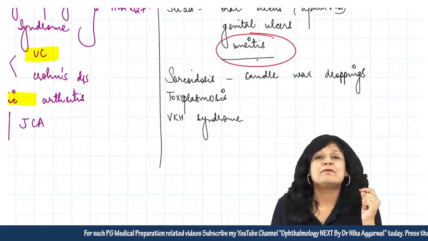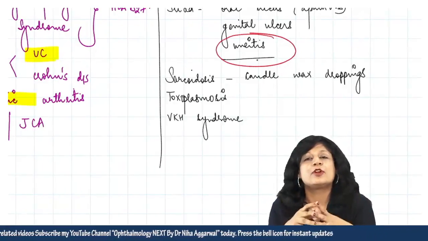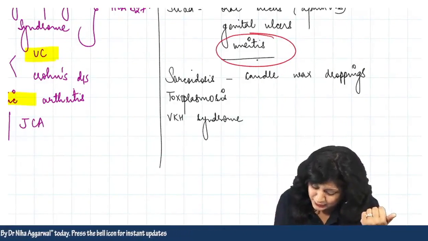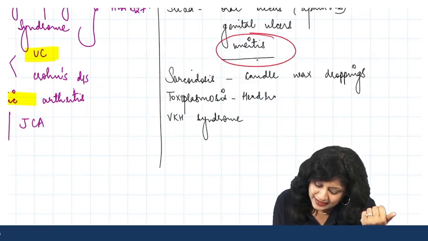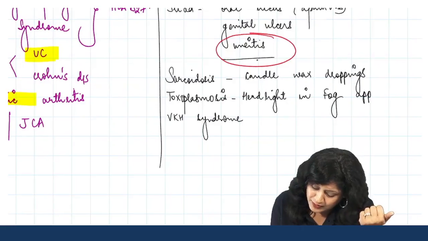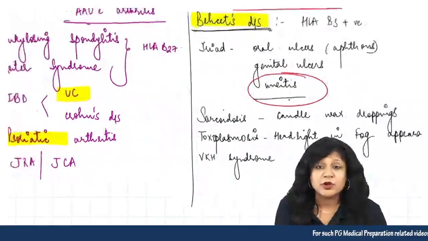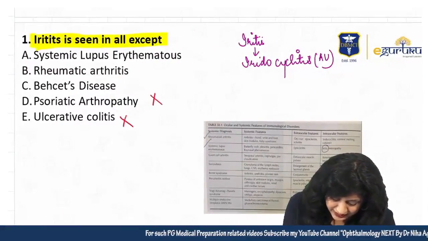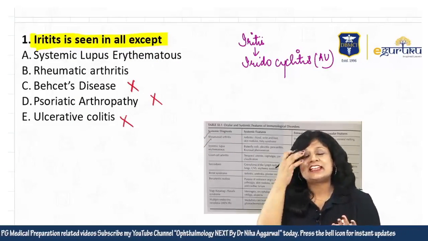And one thing more: the question is not difficult, it is the options that make it difficult. Here the problem is not in the question, again the problem is in the options. They are such close options, so I'll try to analyze them. We have candle wax droppings in sarcoidosis. In toxoplasmosis, we have the headlight in the fog appearance. So you have got different things. That means if you look here, we have already ruled out ulcerative colitis, psoriatic arthritis and Behçet's. So you have got two options left now. I think this is the easiest way of doing things.